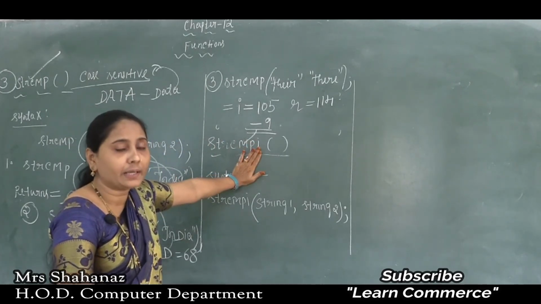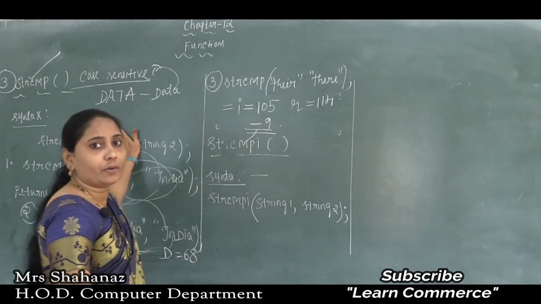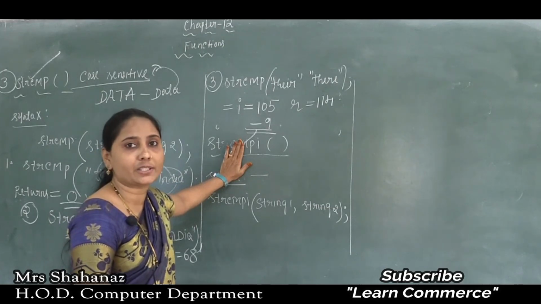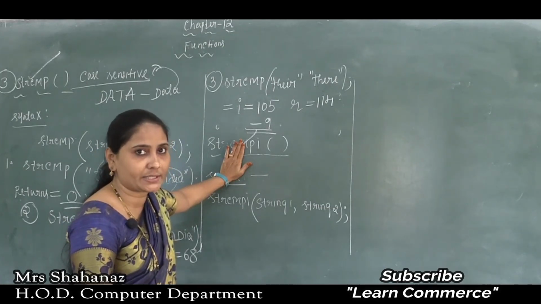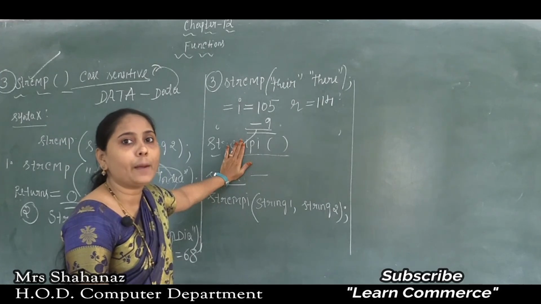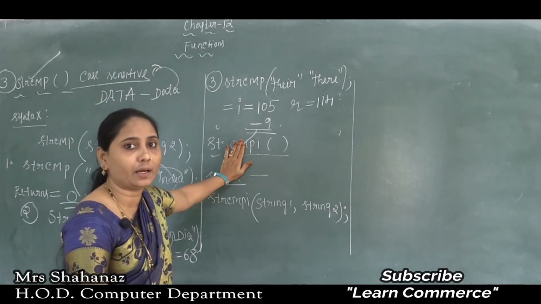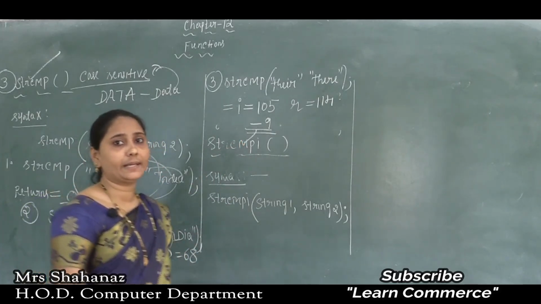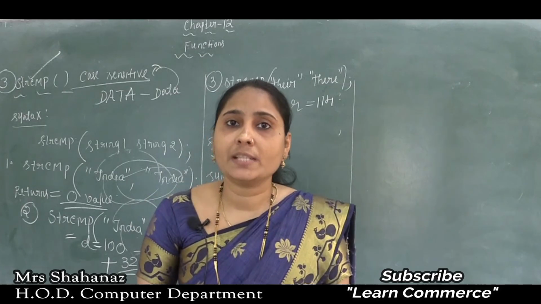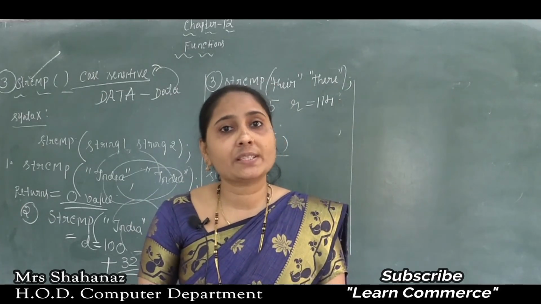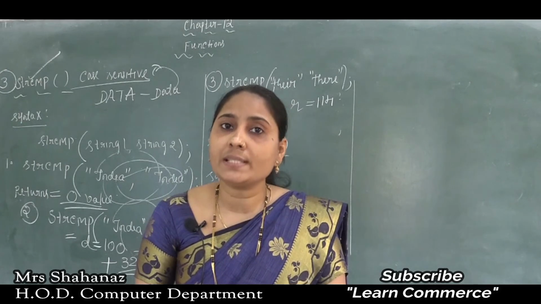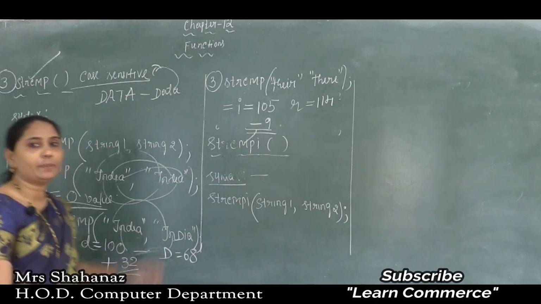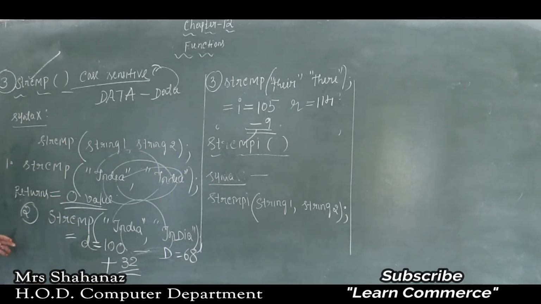We can say the first one is case sensitive, but this one is not case sensitive. What do we mean by not case sensitive? It treats the uppercase letter and lowercase letter as the same. There is no difference between uppercase and lowercase letters. Maybe string 1 is small letter india and string 2 is capital letter INDIA. Always it gives 0 only. The result is 0 only. So this is the meaning of strcmp and strcasecmp.